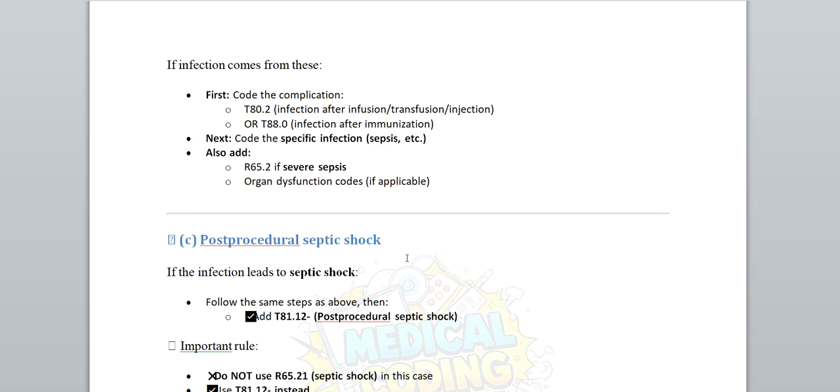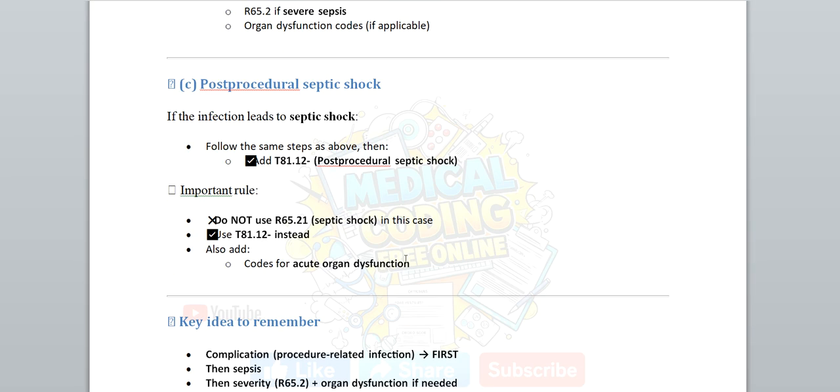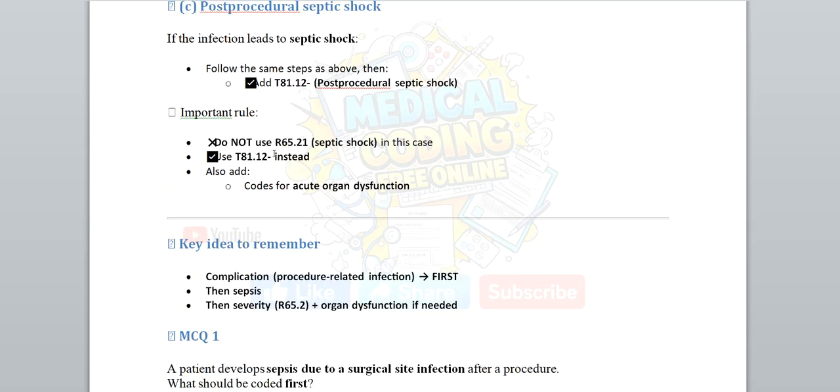Post-procedural septic shock. So if the infection leads to septic shock, follow the same steps above, then T81.12 post-procedural septic shock. Important rule: do not use R65.1 if it is septic shock in this case. In this case, use T81.12 instead. Also add codes for the acute organ dysfunction.